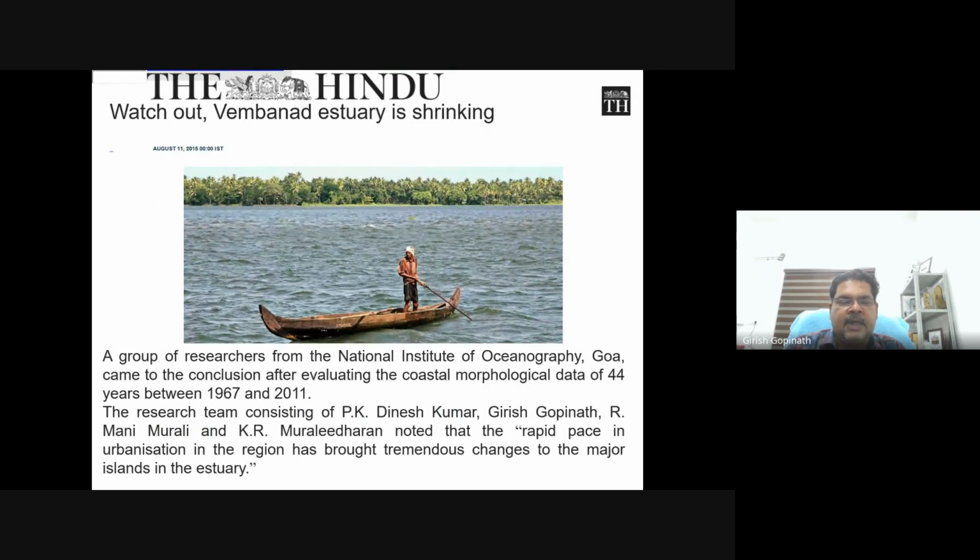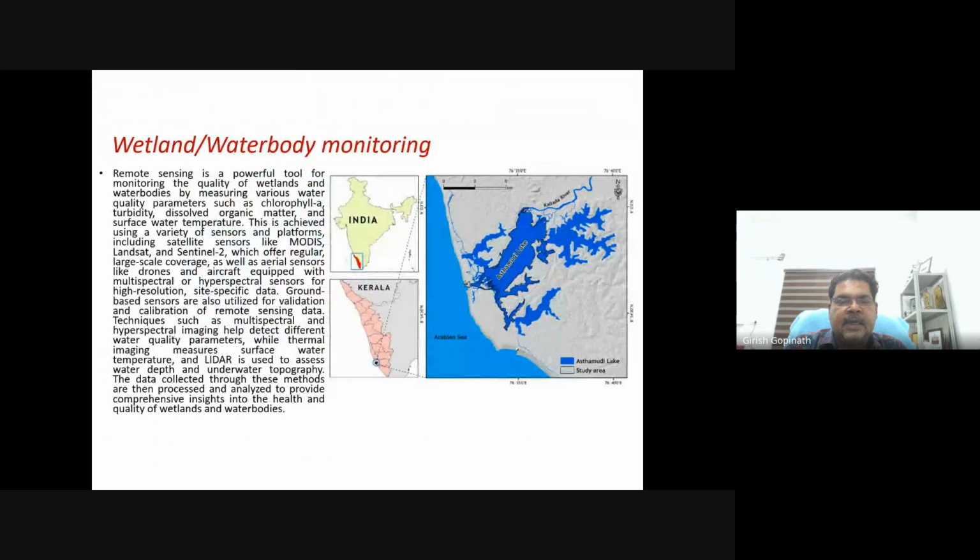Because when you analyze this data, there's a drastic shrinkage in the area of Vembanad. And this again we have carried out using satellite data. So we are also monitoring our wetlands. Already I told you there are three wetlands, as a Ramsar category. This is the one called Ashtamudi. So in Ashtamudi, we carried out work during COVID time. We looked at the quality of water before COVID, during COVID, and after COVID.